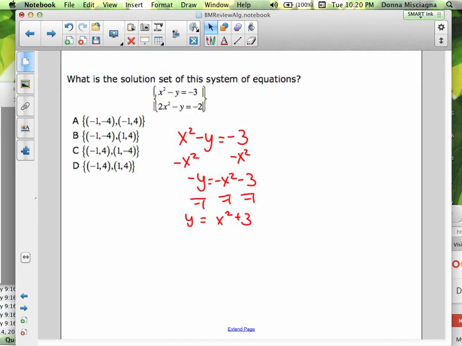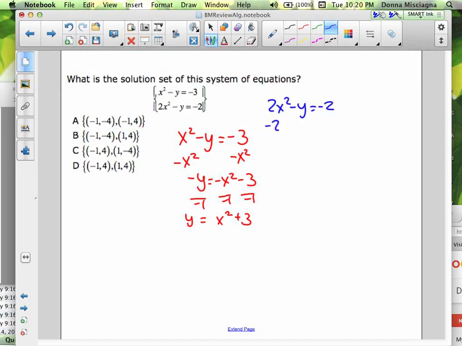All right, moving on to the other side here, we will take care of 2x squared minus y equals negative 2. Subtract the 2x squared. So we have negative y equals negative 2x squared minus 2. And then divide everybody by negative 1. So we have y equals 2x squared plus 2.